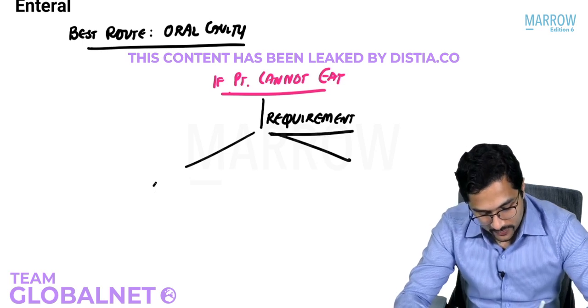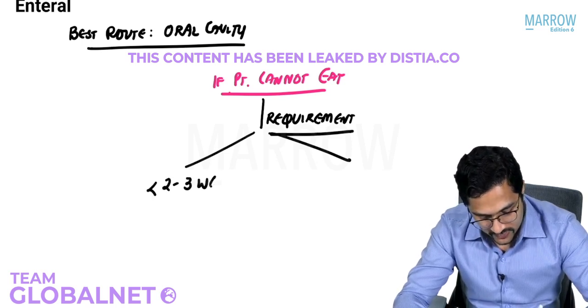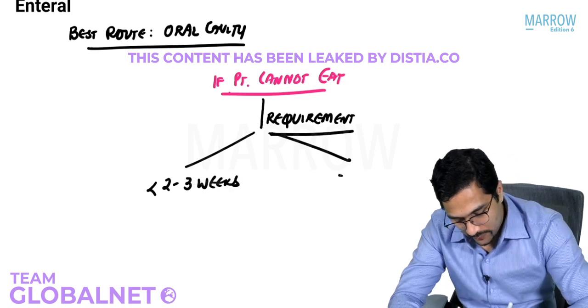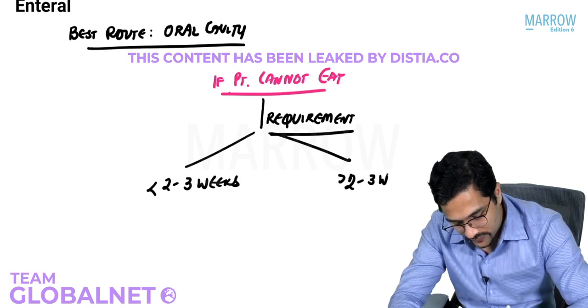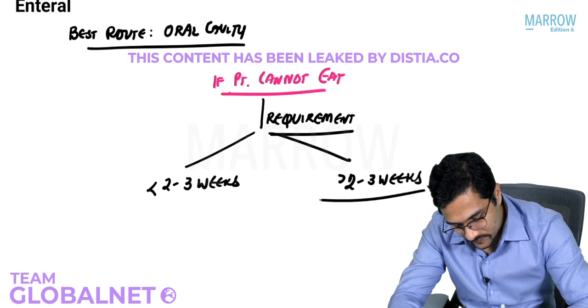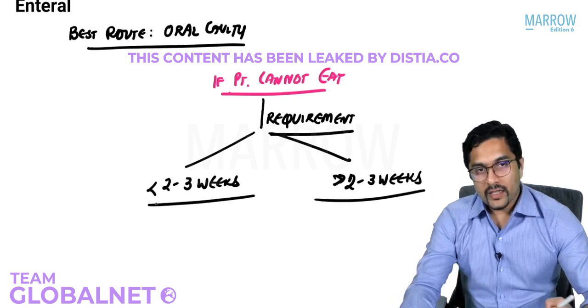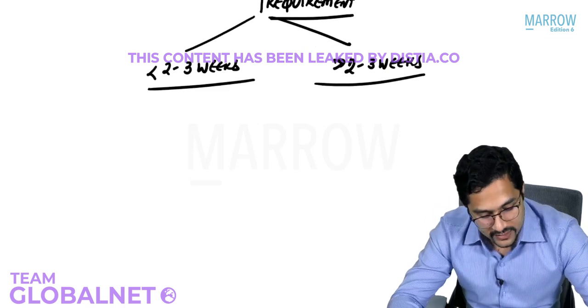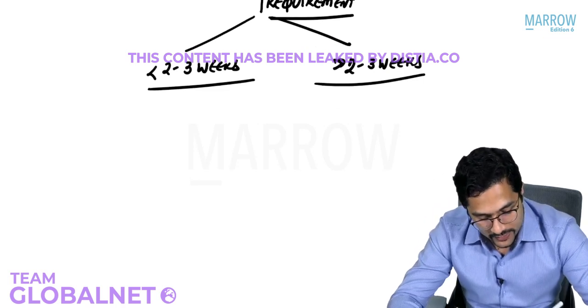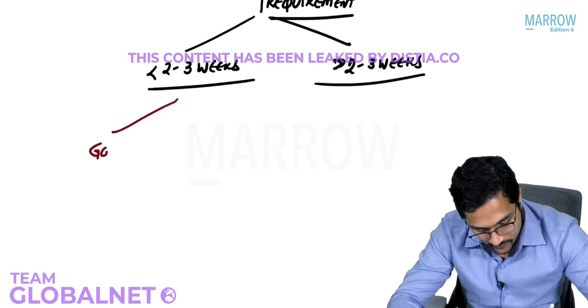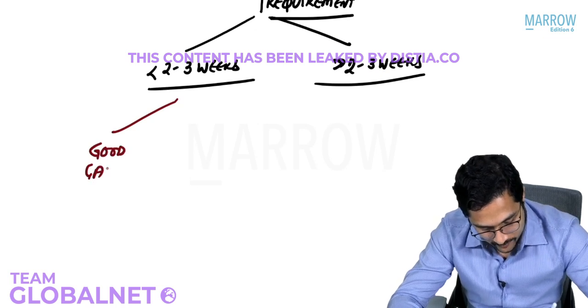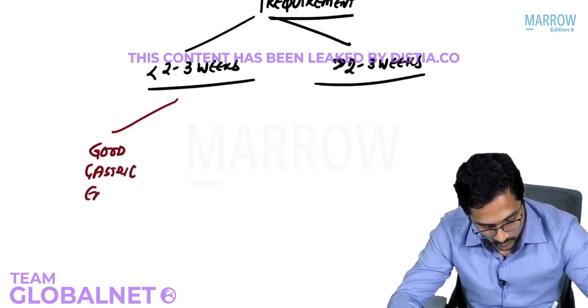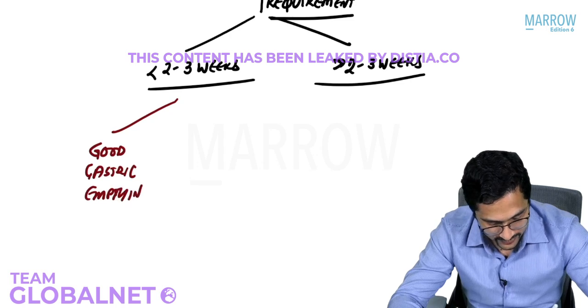Now, the requirement can be for less than 2 to 3 weeks, or the requirement can be more than 2 to 3 weeks. So if the requirement is for less than 2 to 3 weeks, we then have to judge whether there is good gastric emptying or poor gastric emptying.